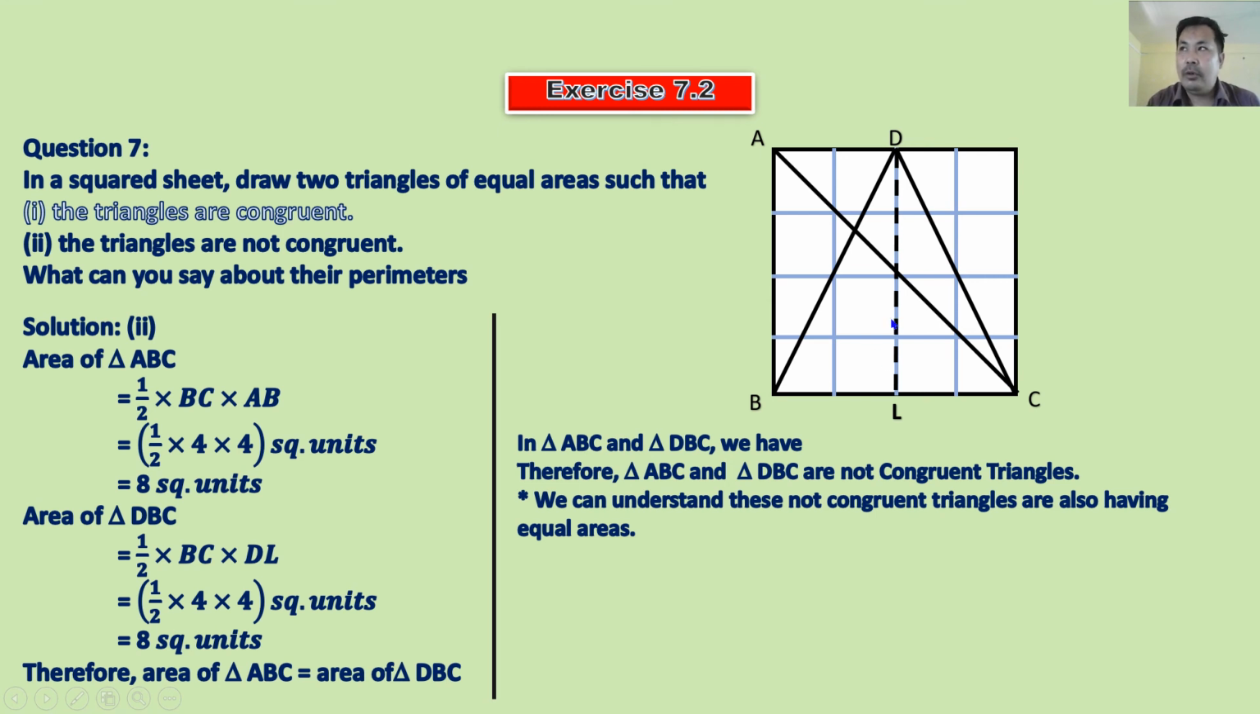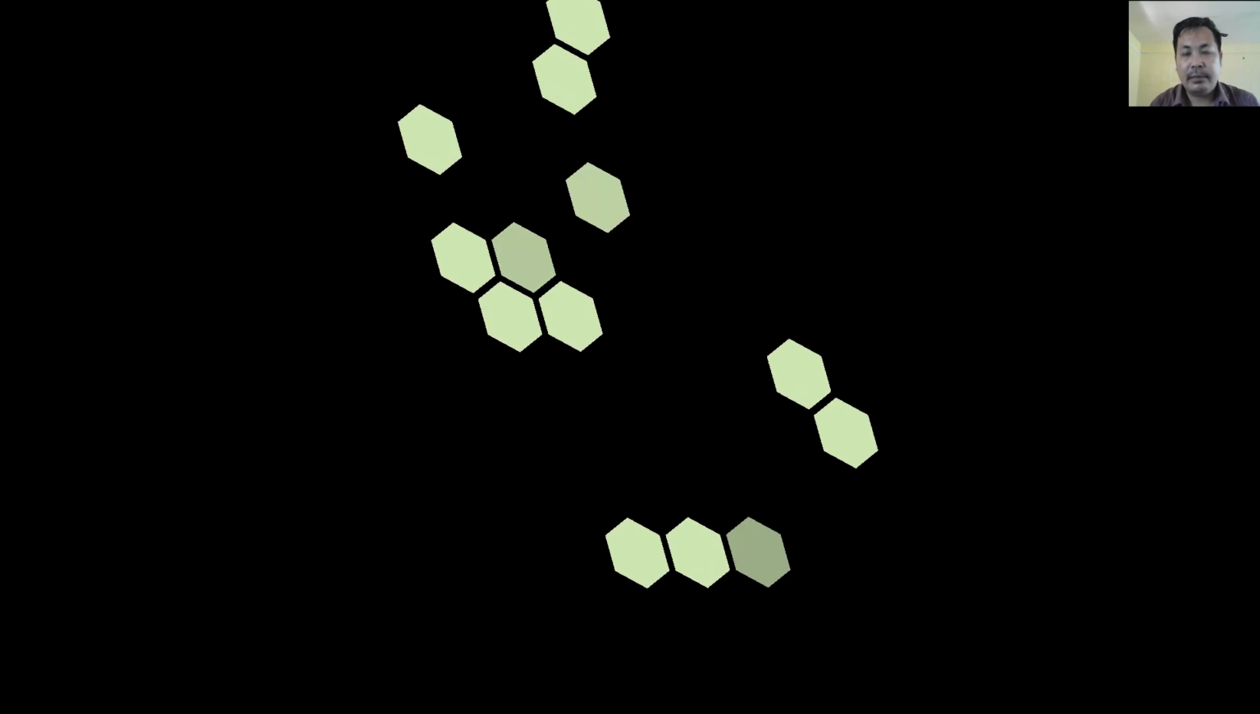Understand, it is not that triangles having equal areas are always congruent. Okay, clear? So this is the point to understand in this question. So let us go to the next question. Question number 8 we have.